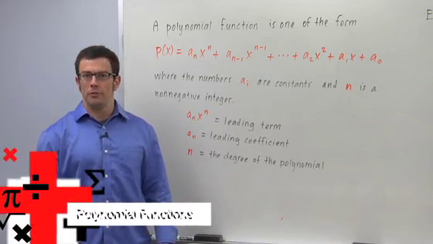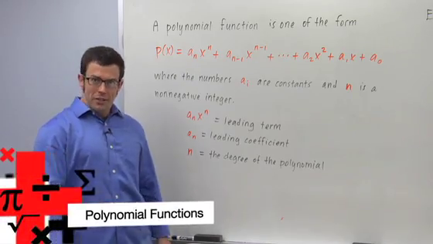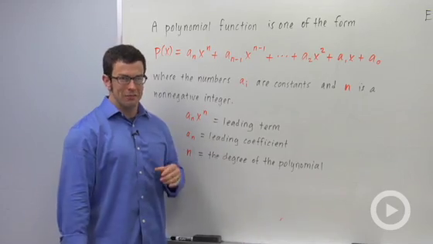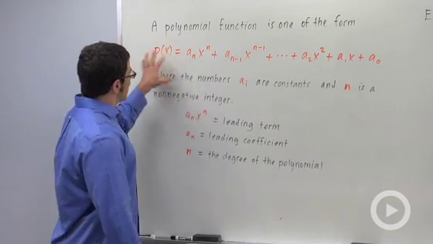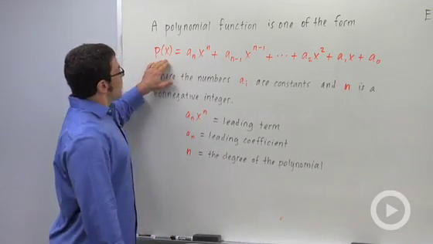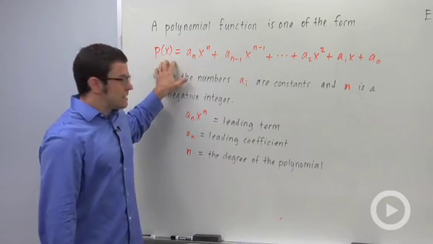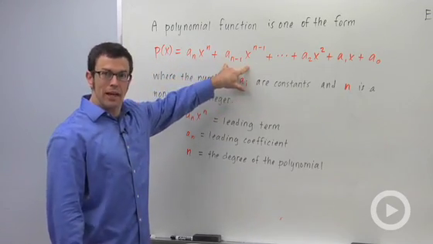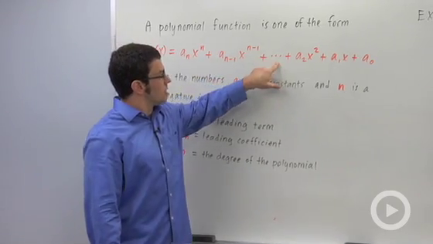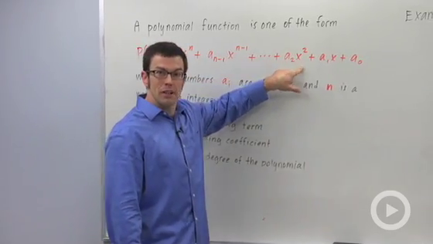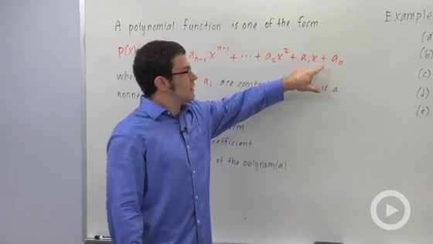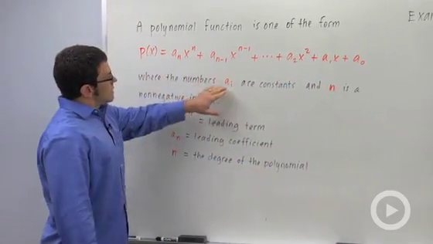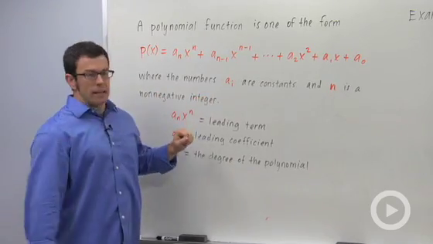I want to talk about polynomial functions. Now, the definition of a polynomial function is written on the board here, and I want to walk you through it because it's kind of a little bit theoretical. A polynomial function is one of the form p of x equals a sub n x to the n plus a sub n minus 1 x to the n minus 1 plus, and so on, plus a sub 2 x squared plus a sub 1 x plus a sub 0, where the numbers a sub i are constants and n is a non-negative integer.